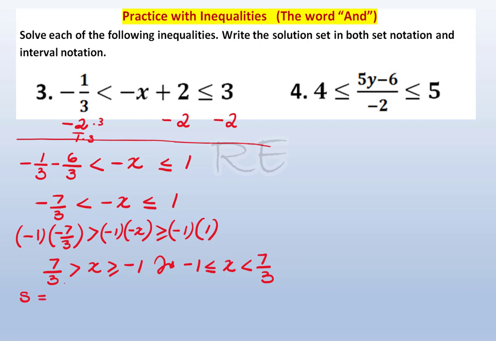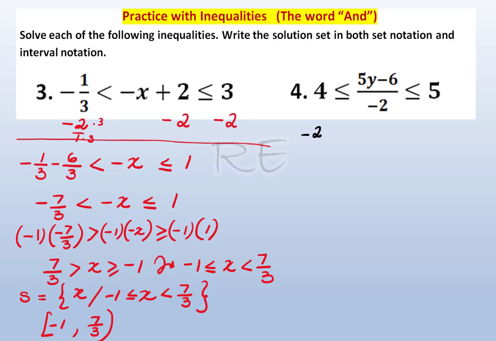For the set notation, the solution is equal to the set of all x such that -1 is less than or equal to x less than 7/3. For the interval notation, open bracket, -1 is included, comma, 7/3, close parenthesis.